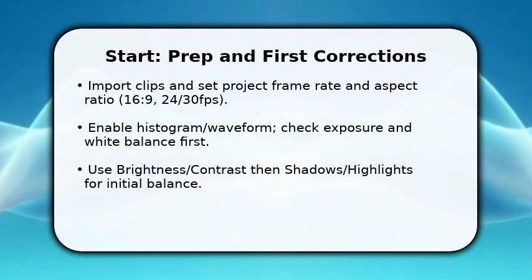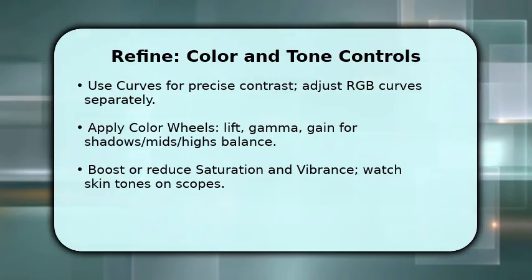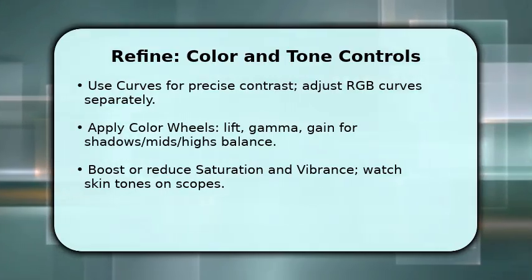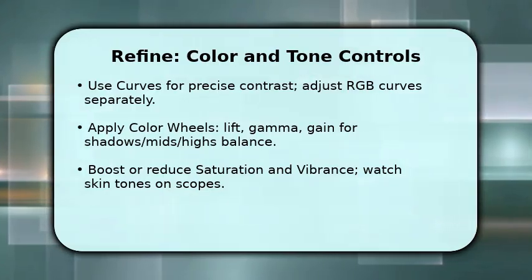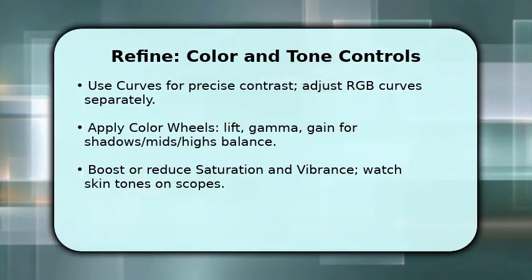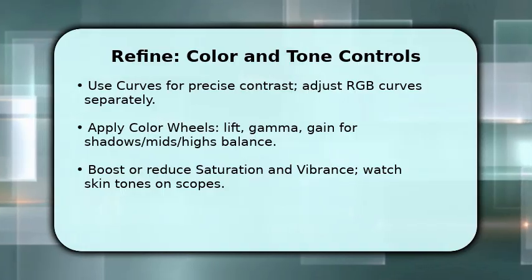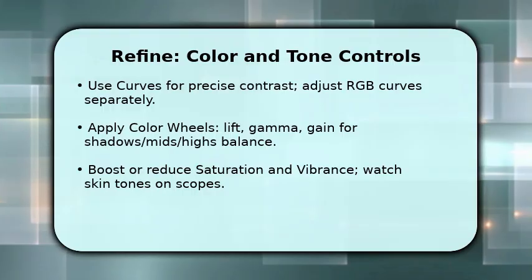Now you refine tonal relationships using curves and color wheels. Pull an S-curve on the Luma curve to tighten contrast but keep highlights controlled. Separate RGB curve nudges correct color casts. Then use color wheels, lift for shadows, gamma for mids, gain for highlights, to sculpt temperature and tint across ranges, checking skin tones on the vector scope.